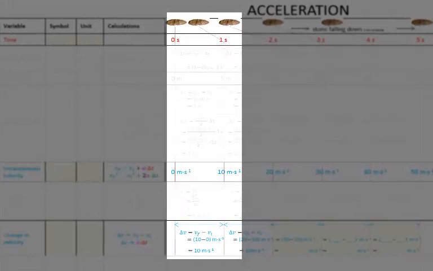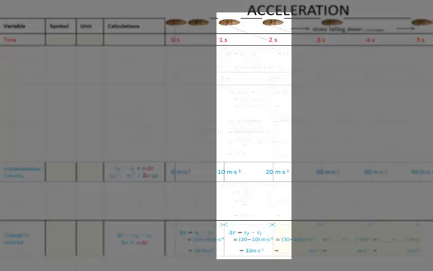So for the first second, what was the change in velocity? At the beginning of that second, it was traveling at 0 meters per second. At the end, 10 meters per second. How much did the velocity change? Final velocity 10 meters per second minus initial velocity 0 meters per second. 10 minus 0 equals 10 meters per second change.